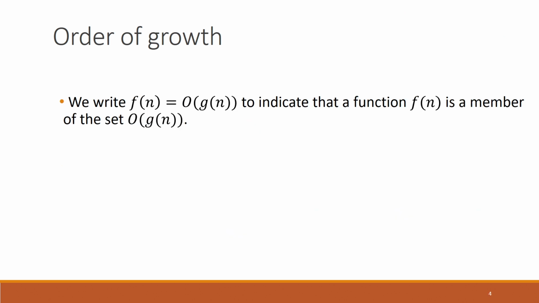So, we write fn is equal to O(gn) to indicate that a function fn is a member of the set O(gn). Ideally, we should have written that fn is an element of O(gn), but in this literature it is also written that fn is equal to O(gn). It means the same thing: that it satisfies the definition we had seen in the last slide, that this function fn will be less than or equal to some constant times gn for all n greater than or equal to some constant n naught.